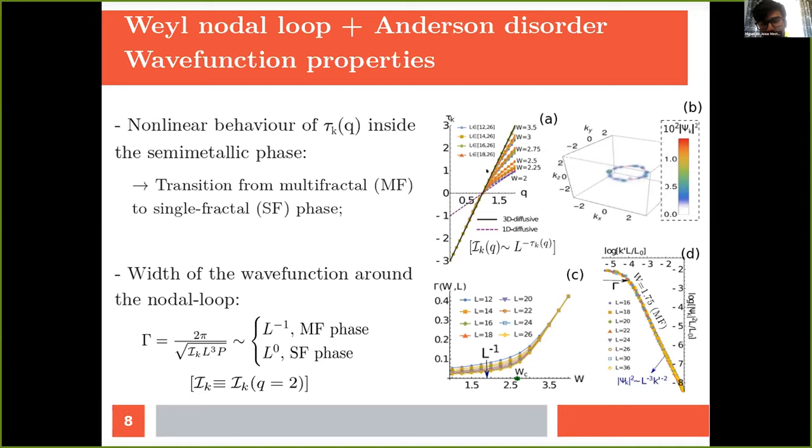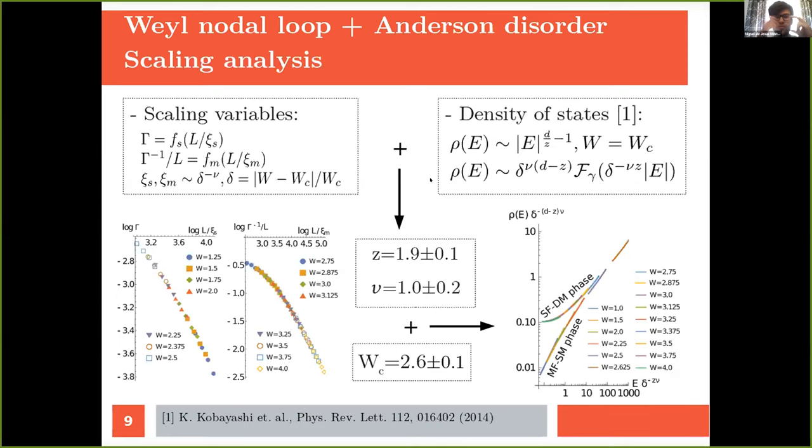And how does this explain these results here? For q smaller than one, in the sum that we defined in the previous slide, we are giving more importance to these smaller amplitudes, and therefore the 3D diffusive-like behavior comes about. Whereas for q larger than one, we are giving more importance to these larger amplitudes, and this 1D diffusive-like behavior emerges. Now, just to finish and compile all the results, what we did was a scaling analysis.